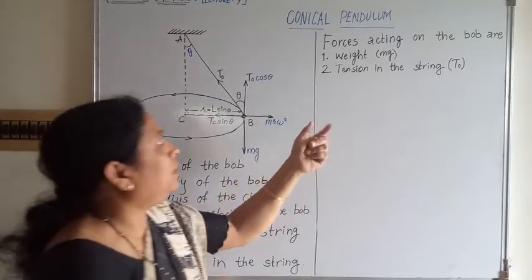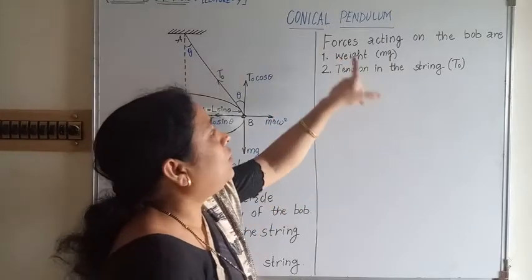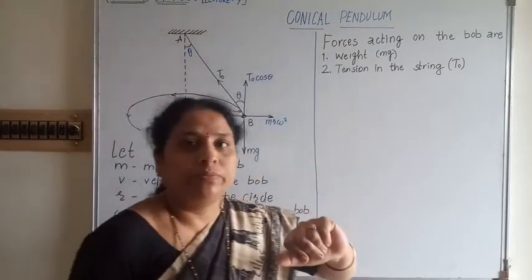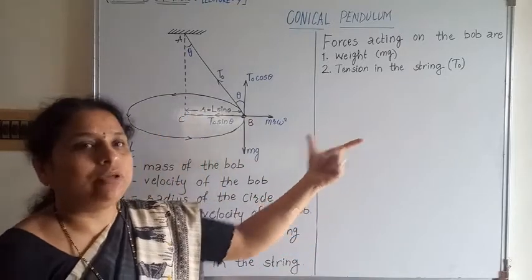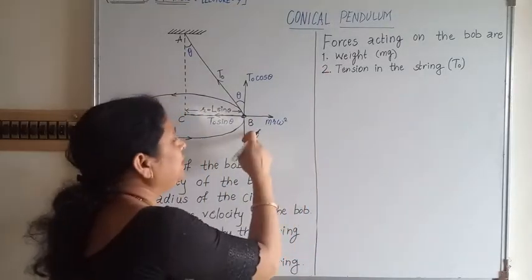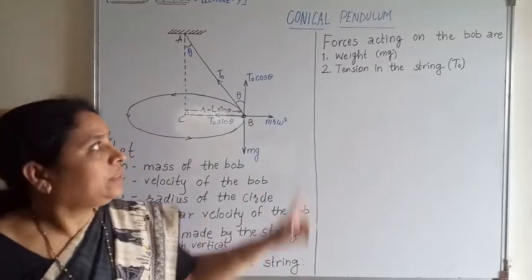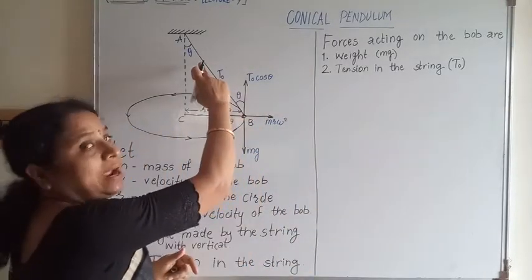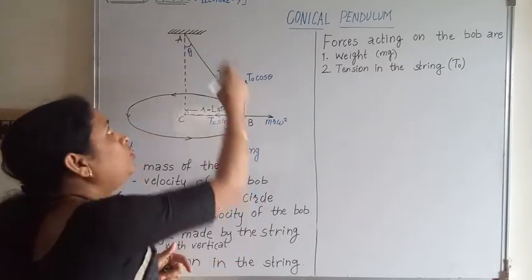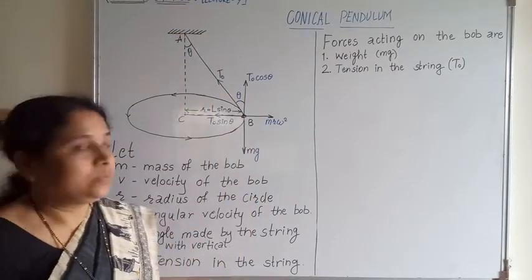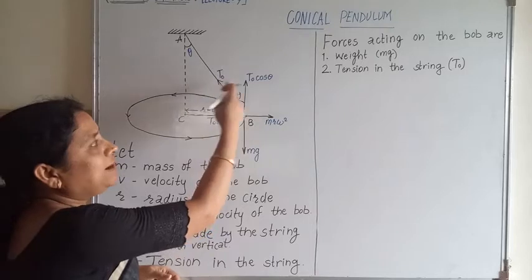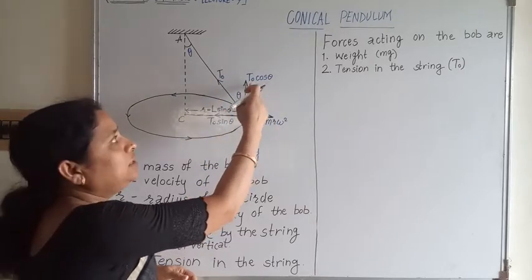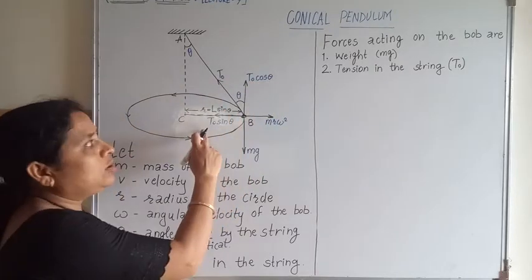Now here we consider what are the forces acting on the bob. There are two forces acting on the bob. One is the weight mg acting vertically downward. The other is the tension in the string, T0, acting along the string towards the support. Now again this T0 is divided into two components, T0 cos theta and T0 sin theta.